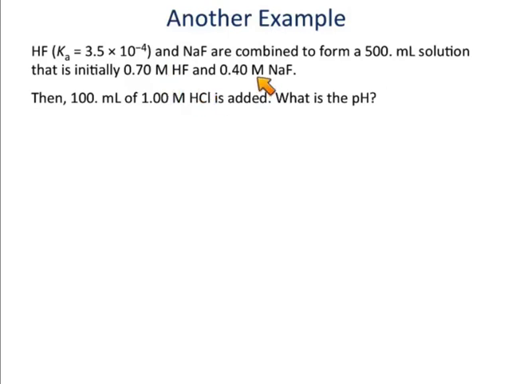sodium fluoride. Now this means eventually we're going to have to convert these to moles, because when we do the stoichiometry upon adding the strong acid, we need to do it in moles. So here 100 mils of some strong acid is added, and we want to find the new pH.